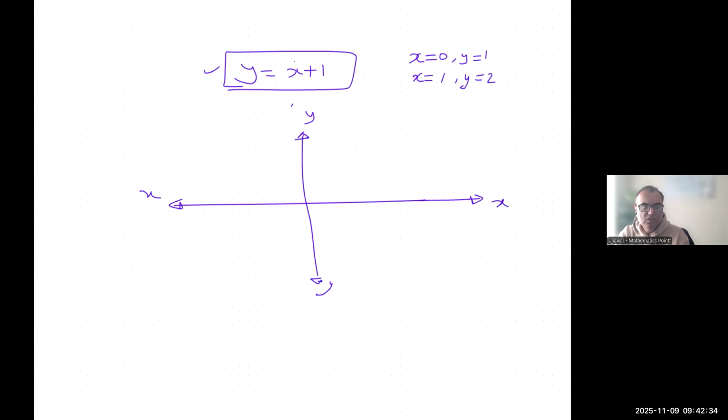Let us try to plot these 2 points and see whether we can do something about it. Can we draw a graph? Let me label it quickly. 0, 1, 2, 3, 4. 1, 2, 3, 4. Let's change the color. X is 0, y is 1. That's my point. X is 1, y is 2. You see here, x is 1, y is 2.